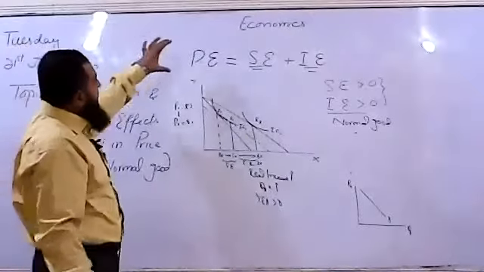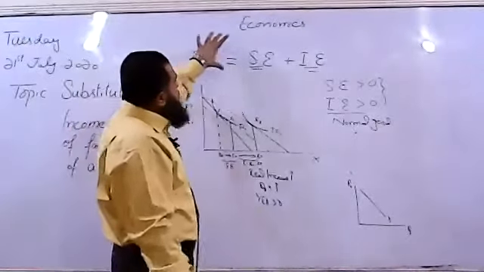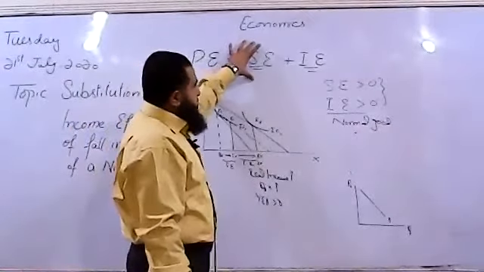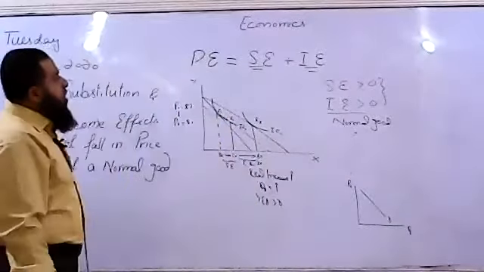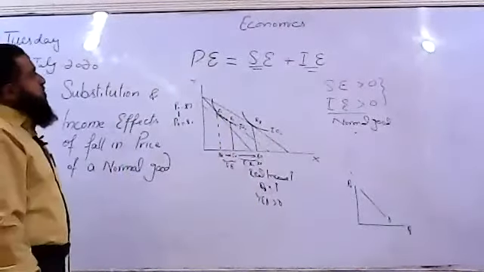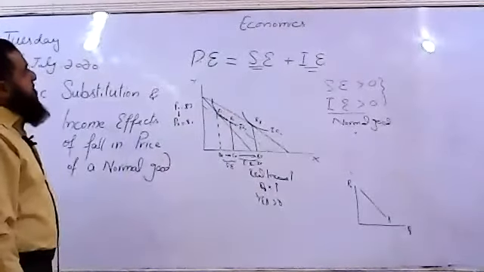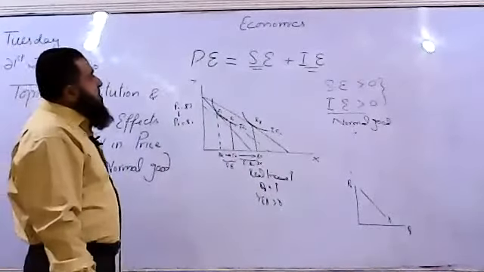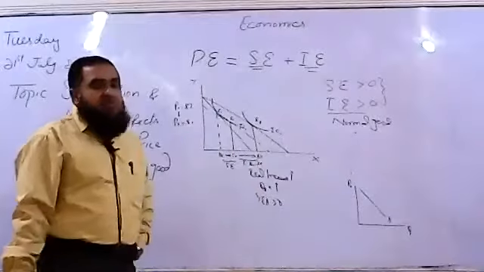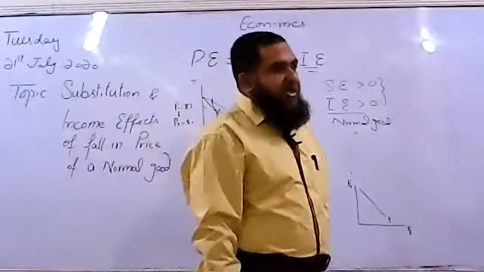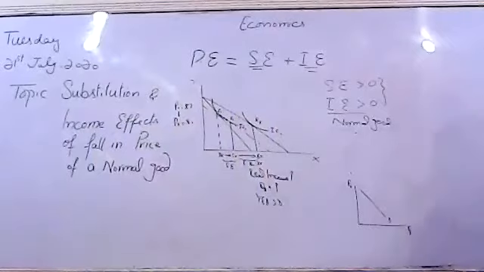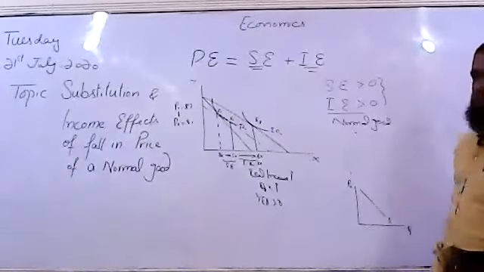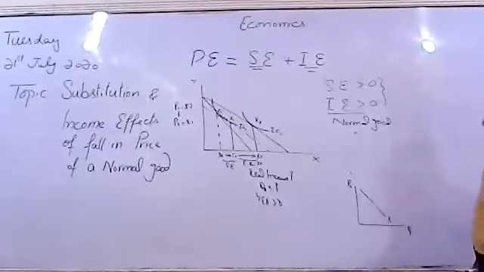So the total effect of the price fall is divided into 2 effects. One is called the substitution effect, another is called the income effect. When both effects are positive due to the fall in price of the commodity, then we say this is a normal good. It is a normal good because both substitution and income effects are positive in their values. The consumer is increasing the consumption of X due to a positive substitution effect and a positive income effect.